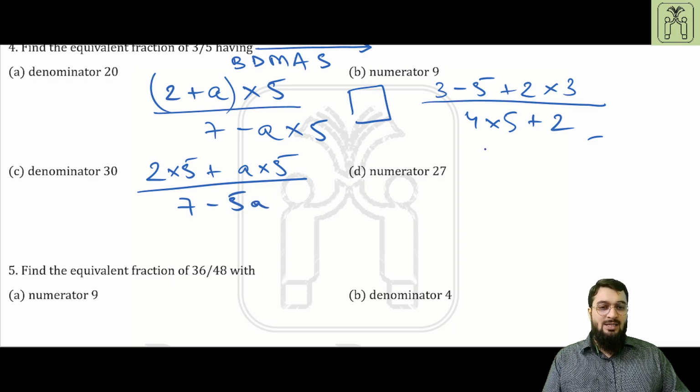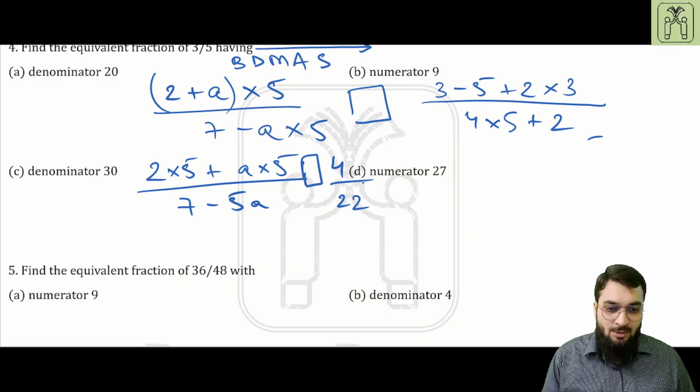And then we'll take 3 minus 5 plus 2 into 3. That will be again the same answer, like 3 minus 5 plus 2 into 3 is equal to 6. So 6 plus 3 is 9. 9 minus 5 is equal to 4. So this will be 4. And this will be 4 into 5, 20, and that will be 22. Now we'll do the cross multiplication.